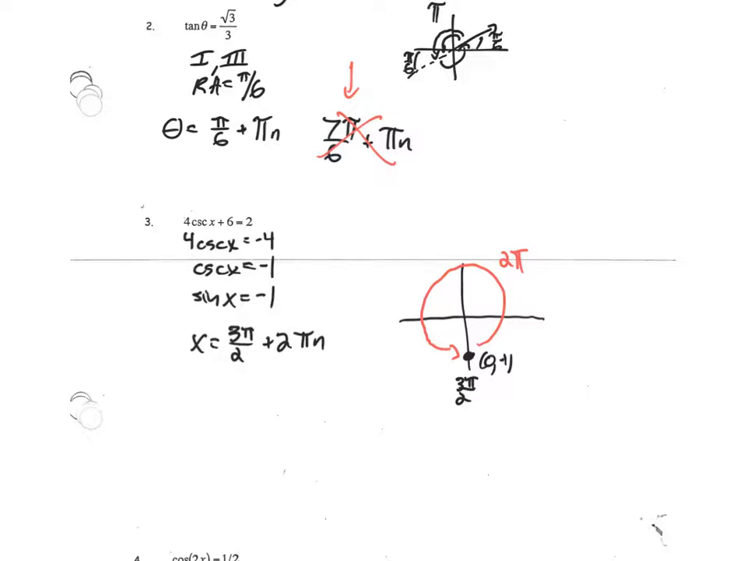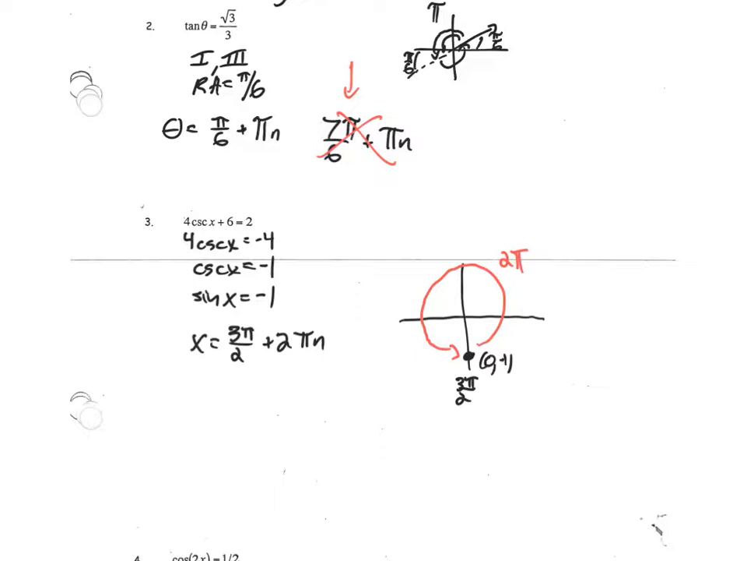And if you don't believe me, just test it. Try plugging in an integer for n, like negative 1 or 3 or 2, and solve that. And add 3 pi over 2 to it and see if you take sine of that angle, you get negative 1. And if you've done it correctly, you should.